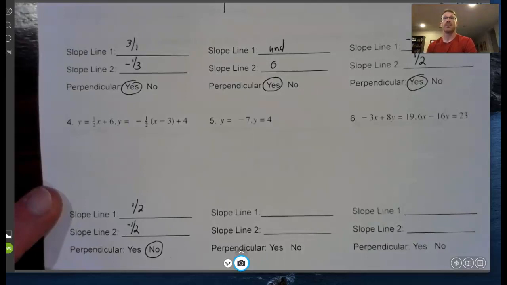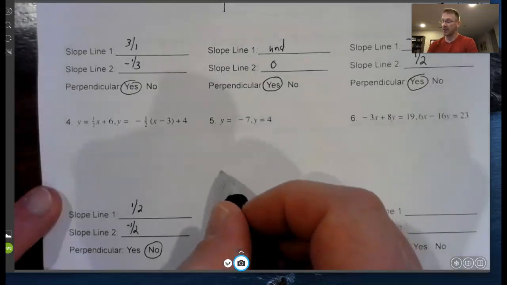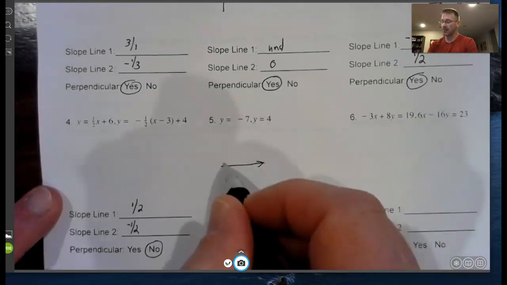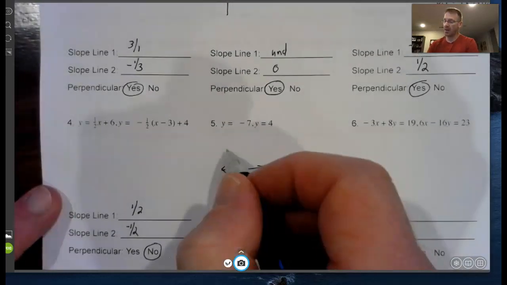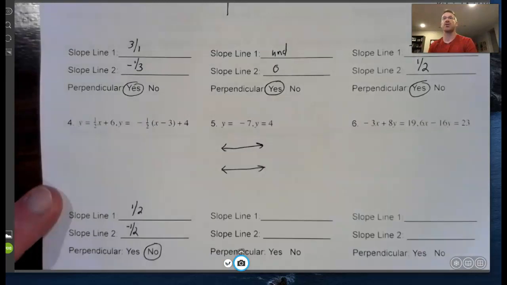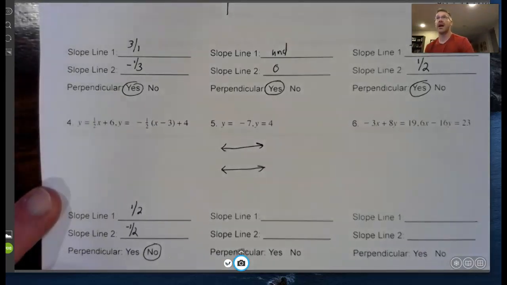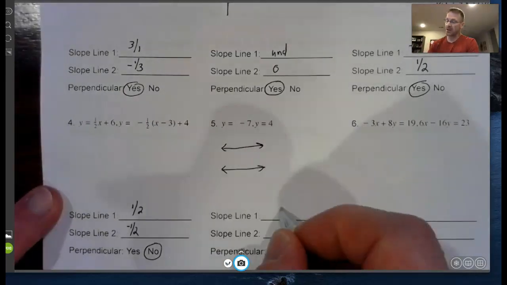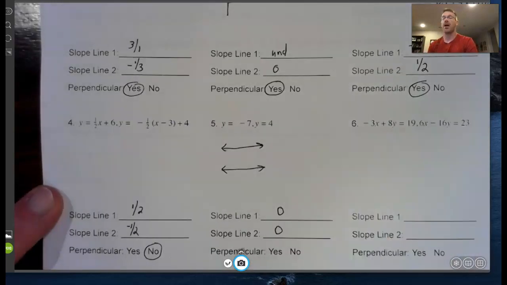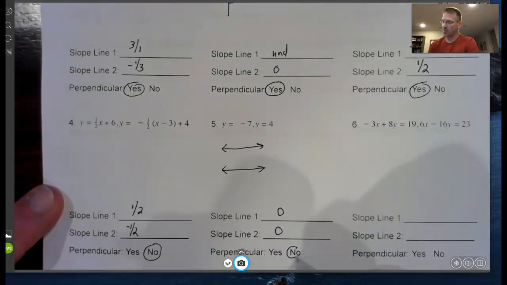All right, for number 5, once again, special case of lines. Y equals negative 7 is a horizontal line. y equals 4 is another horizontal line. And we should know that if I have two horizontal lines, those are in fact parallel. And then once again, the slope of horizontal lines would always be 0. So we can see that they have the same slope, which means they're parallel and not perpendicular.